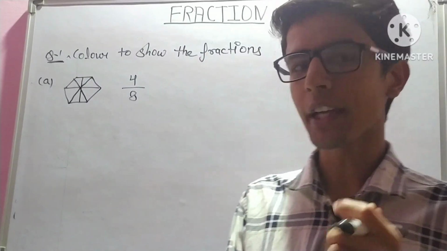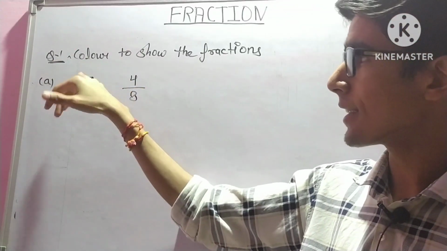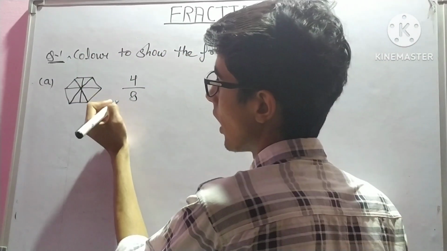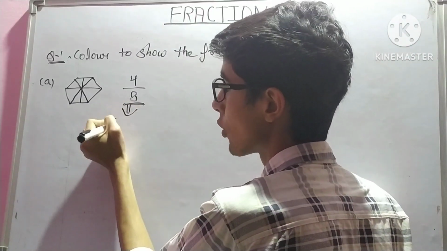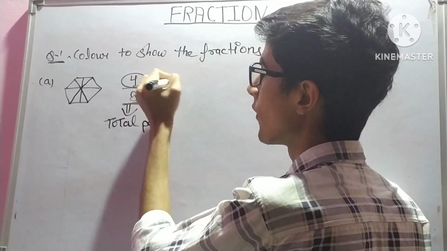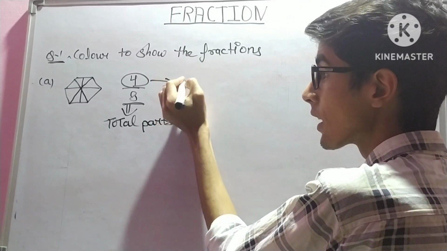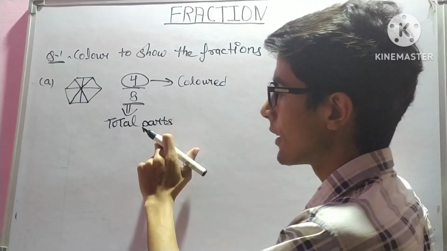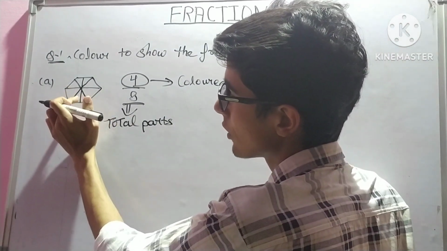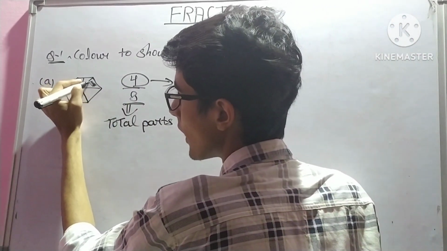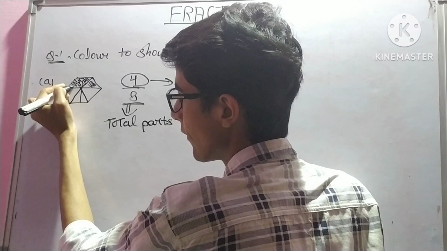After learning the overview, we can move on to the questions. The question says to color to show the fractions. There are total parts given. The denominator always tells you the total parts of the fraction, and the numerator always reflects the colored part, whatever you are asked to color. How many total parts are there? 1, 2, 3, 4, 5, 6, 7, 8. And how many do you have to color? 4. 1, 2, 3 and 4.